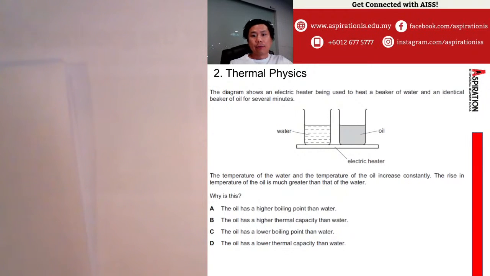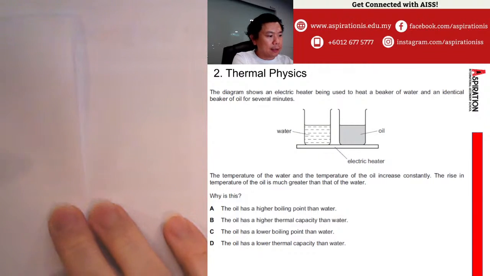It is very clear that the answer is either B or D, because A and C totally don't make sense. The boiling point does not determine the rate of the rise or the drop in temperature of any object. So it's the thermal capacity. If the temperature of oil rises at a higher rate, it means that the thermal capacity of oil is smaller. You need to just remember this.